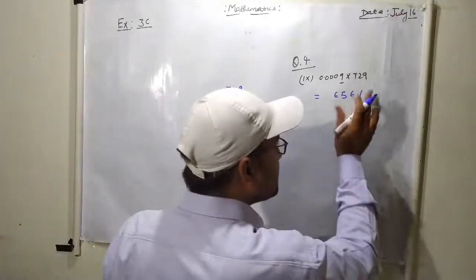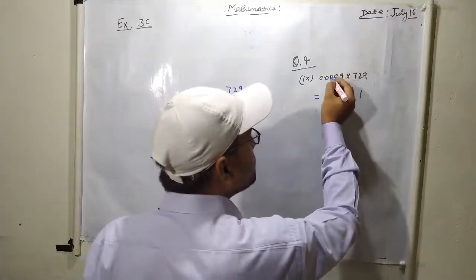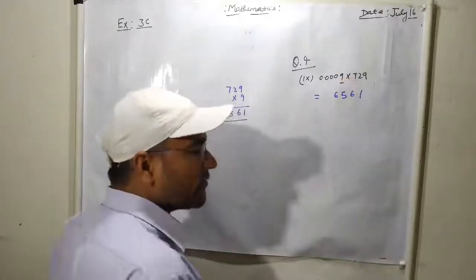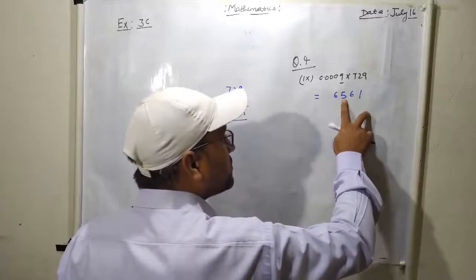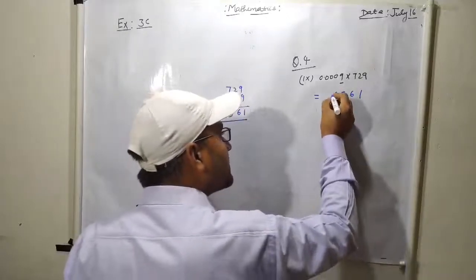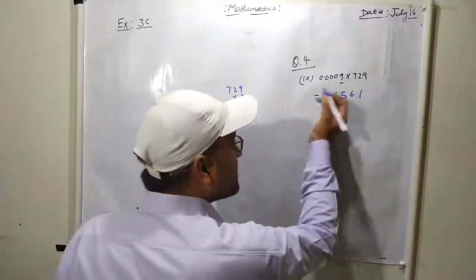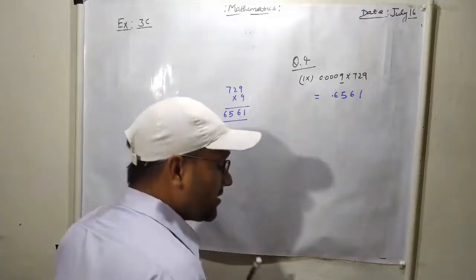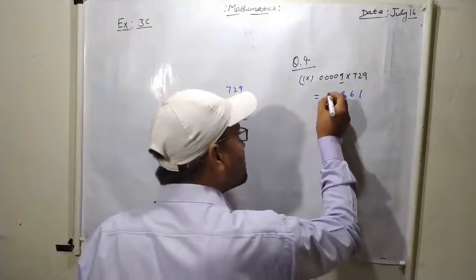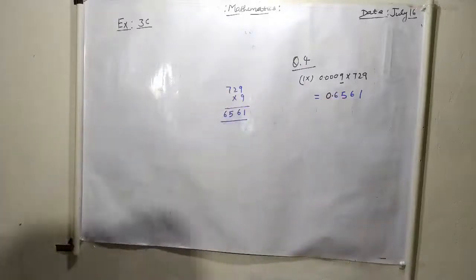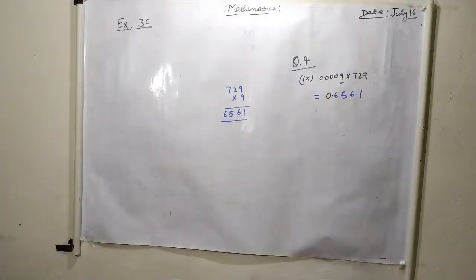Then here there are 1 2 3 4, 4 decimal places. So count 4 numbers from the right side, 1 2 3 4, and here you put the decimal point. And before this decimal, if there is nothing, which means there is no integral part, you can write 0 there. So your answer is 0.6561.